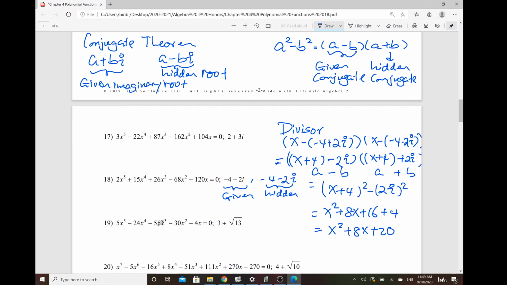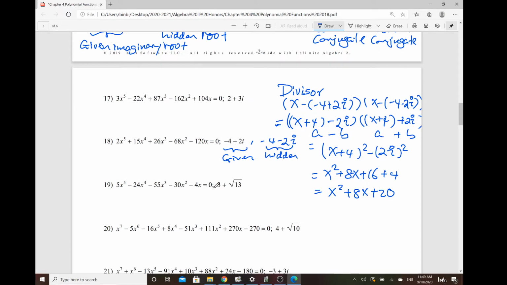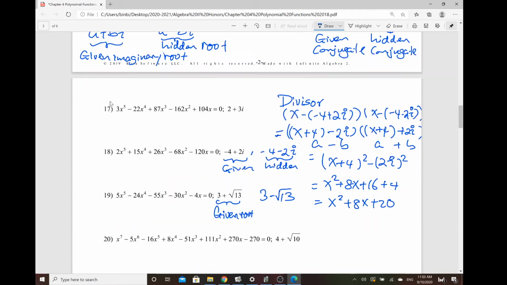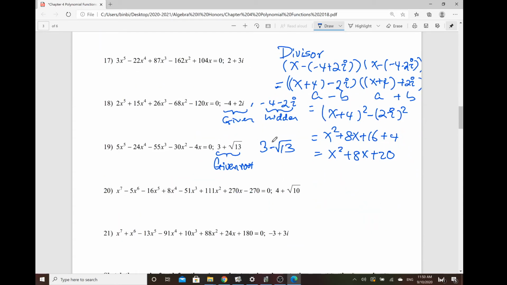So back to the packet. Number 20. This one, there's no imaginary number. So the one that's given is called the irrational root. Irrational, because once you take the square root of 13, it's going to be an irrational number. It's a non-terminating decimal. So again, this one is considered the given root. And for the conjugate, that would be 3 minus root 13. So what I did, I just applied the conjugate theorem to find the other root, the hidden root.